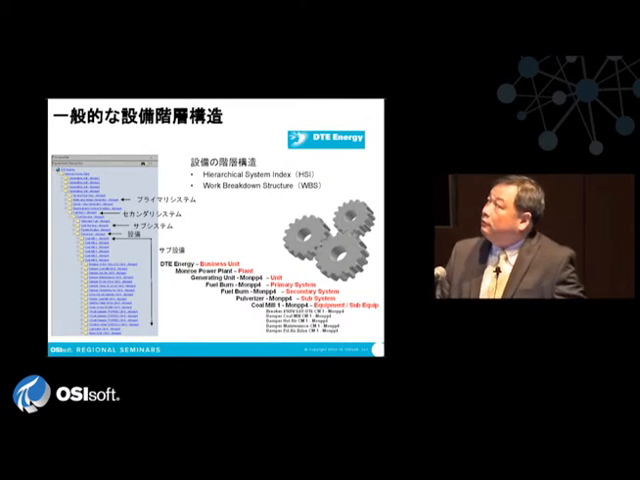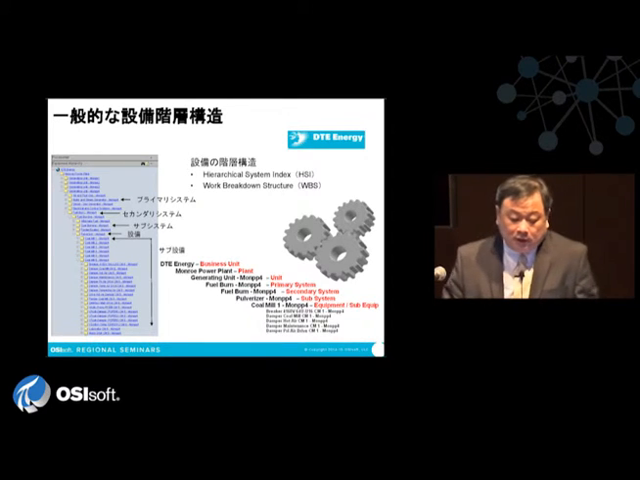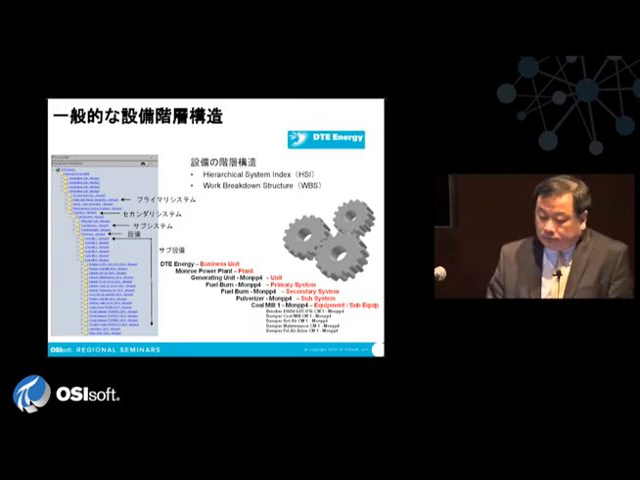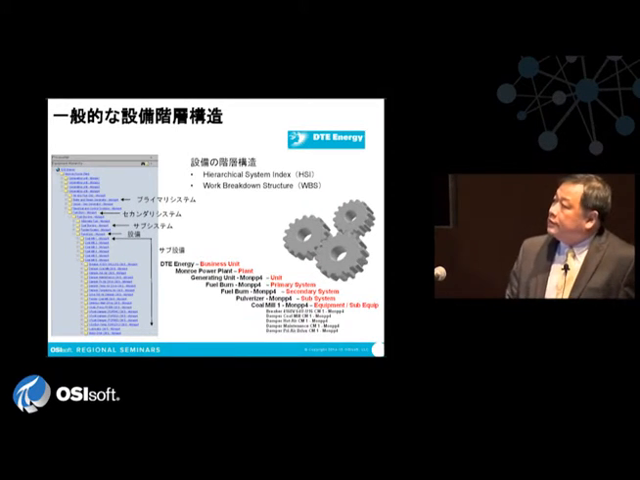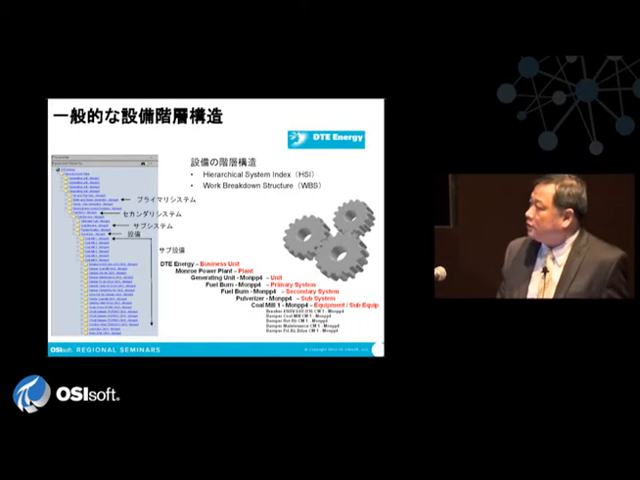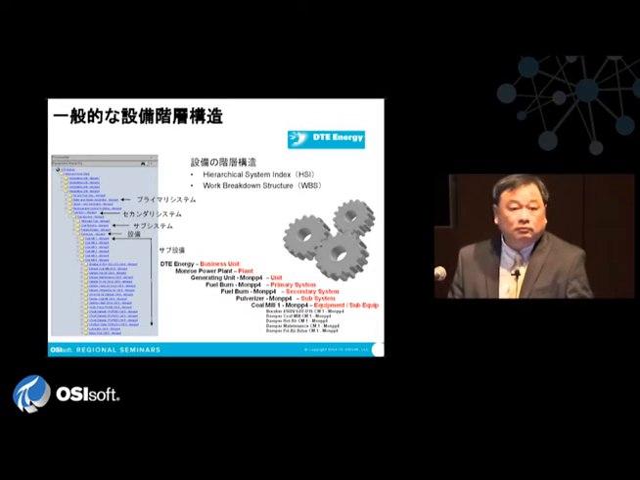Here is an example of Detroit Edison Energy, their AF structure, which follows the EPRI standard for the equipment. You can see the business unit, plant, unit, primary system, secondary system, subsystem, equipment.